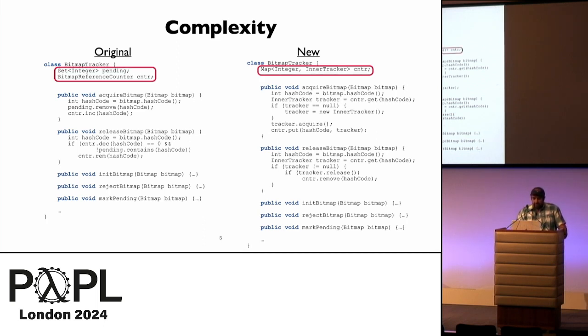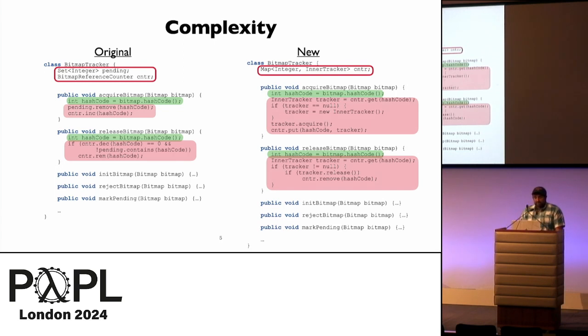The developers repurposed 2 fields called pending and counter, which keep track of bitmaps, essentially, and also the pending bitmaps. And they refactored into a single hash map, mapping the hash code to this inner tracker object. As a result, several methods needed to be changed, and only small parts of the code ended up staying the same, like getting the hash code of the input bitmap, but the rest had to be essentially completely re-implemented, and it's also true for the rest of the methods.